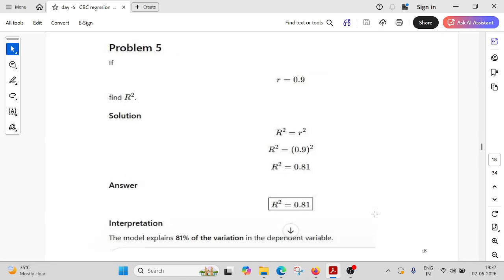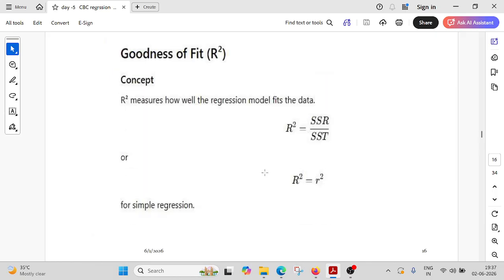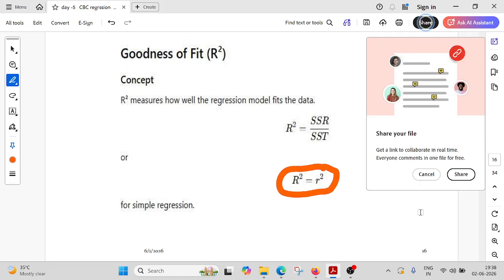Okay. Next, moving on to problem 5. Here the R value is given, but you need to find R square. What is the equation? I said there are two formulas for goodness of fit. R square equals SSR by SST. We are very comfortable with this because we have the R value. So these two are the R values.